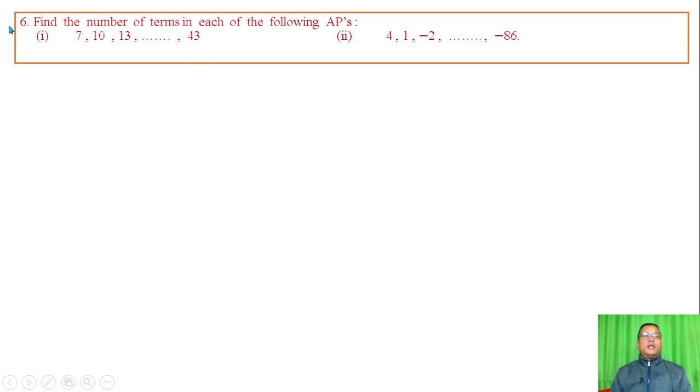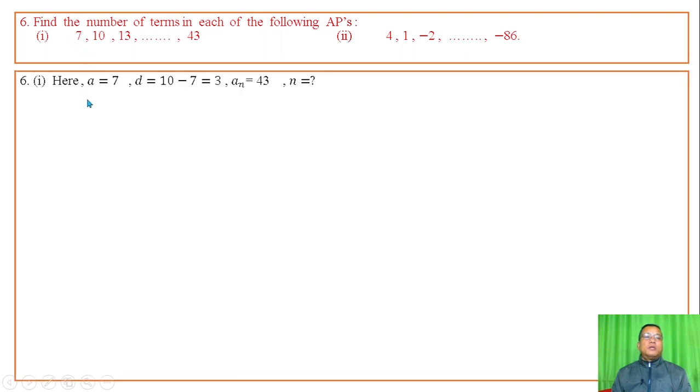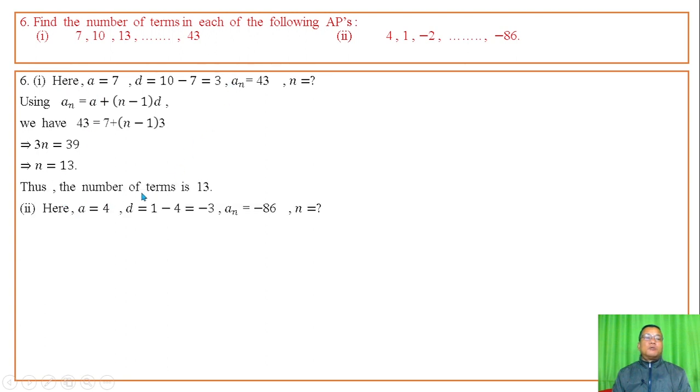Question number 6. Find the number of terms in each of the following APs. The AP is 7, 10, 13, and the last term is 43, the first term is 7. Here A is 7, common difference is second term minus first term, which is 3, and an is 43. We have to find out n. Using the nth term formula, 43 equals 7 plus n minus 1 times d, where d is 3. Solving for n, we get 13. Thus the number of terms is 13.